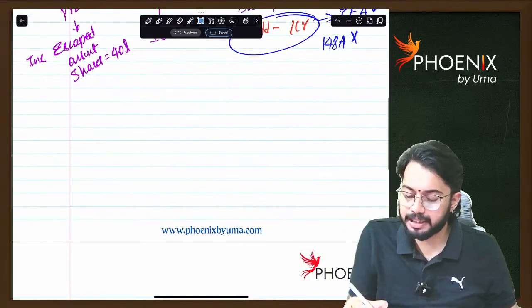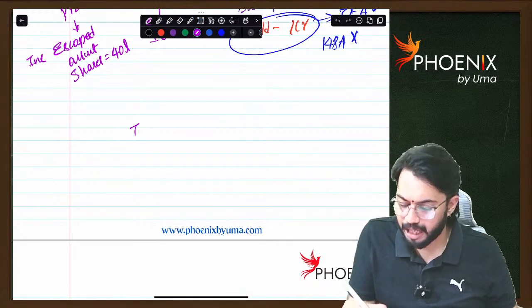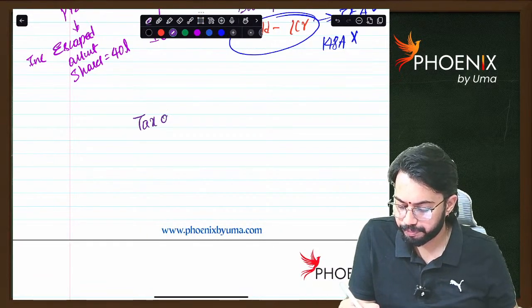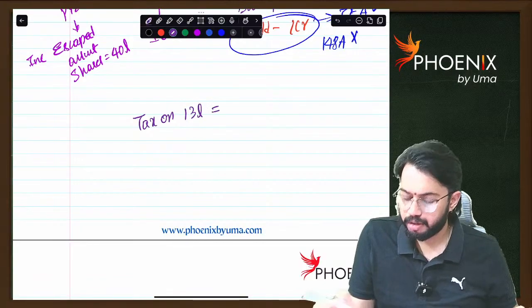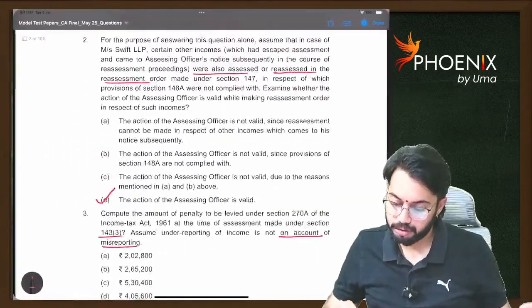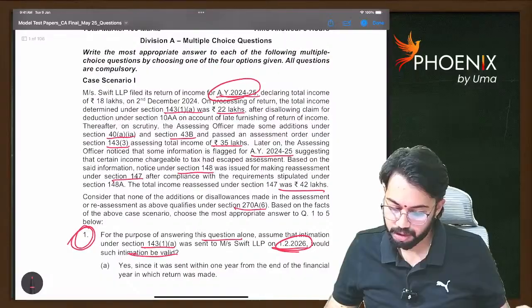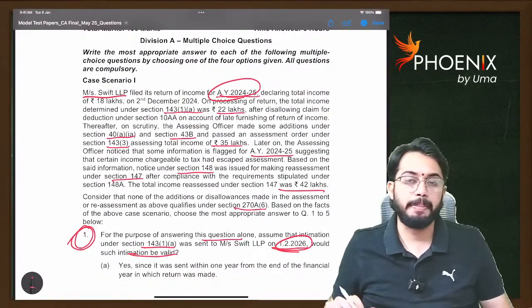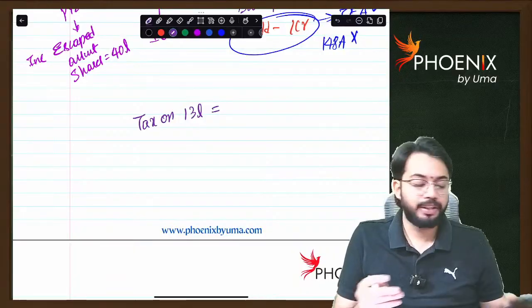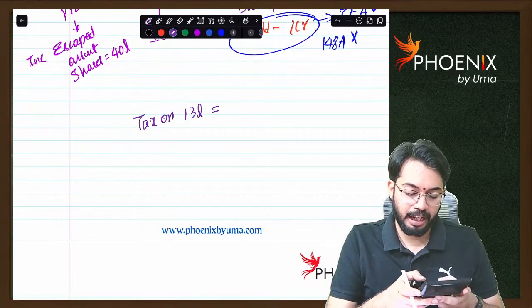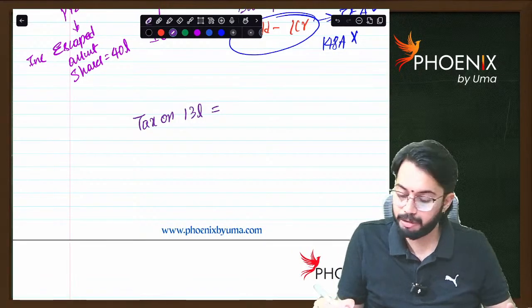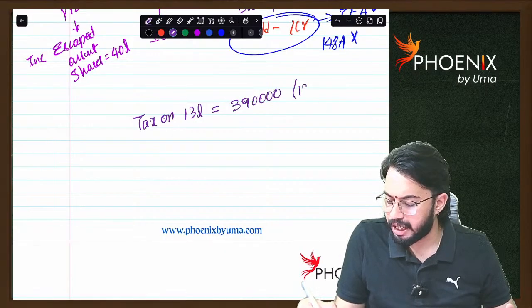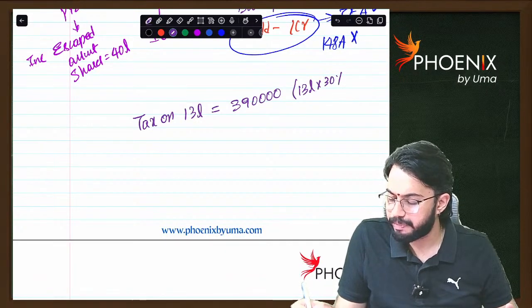Now, how much is tax on 13 lakhs? It is an LLP, so the tax rate applicable is 30%. So, tax on 13 lakhs: 13 lakh into 30%. How much? 3,90,000, being 13 lakhs into 30%.